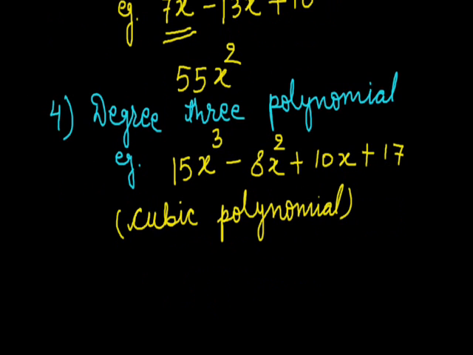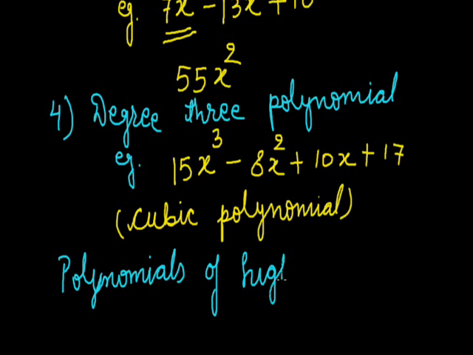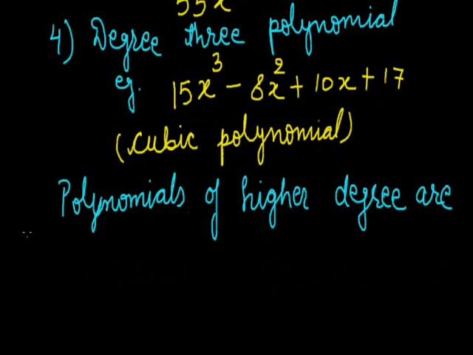Now, any other polynomials of higher degree are known by their degree names. For example, polynomials of degree 5, 6, 8 or anything. Polynomials of higher degree are specified by their degree.